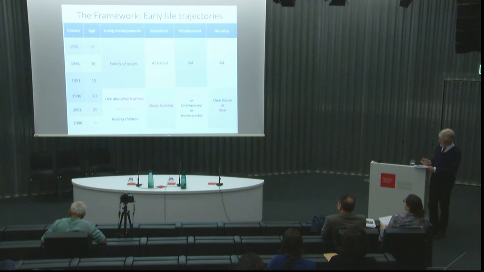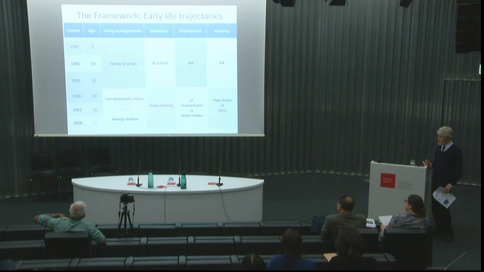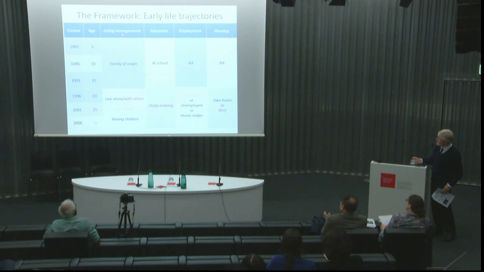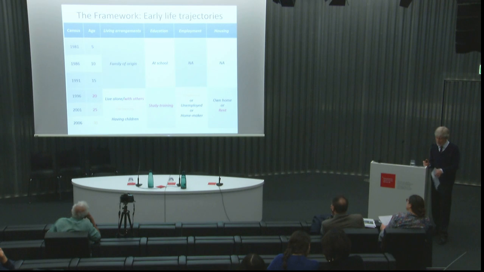Just to give you an idea of how this could work. So here's the early life. In 1981, you could start with a child of 5. In 1986, there'd be 10. In 1991, there'd be 15. On to 2006, there'd be 30. So you can follow through a third of the life course through that set of censuses. You might say, oh, well, that's not much good. And by the way, we crossed different dimensions. We looked at living arrangements, education, employment, housing, quite limited, but actually you could expand it if you had access to more data.